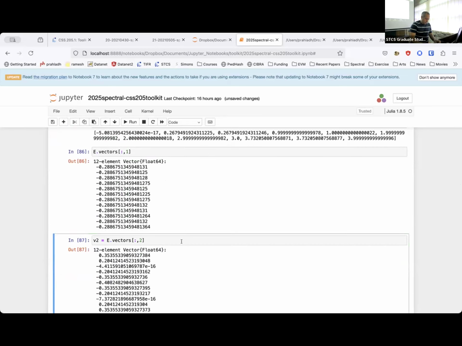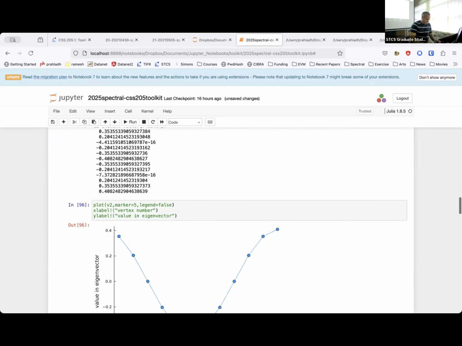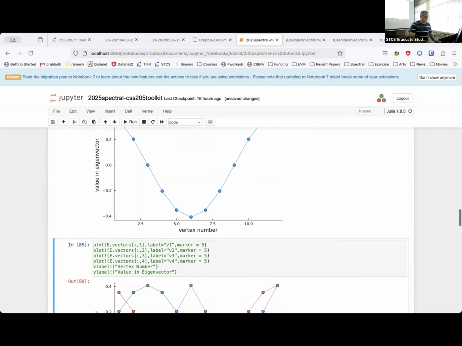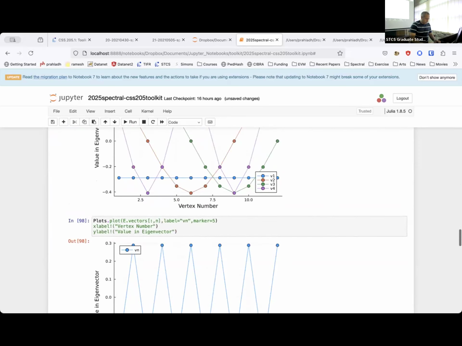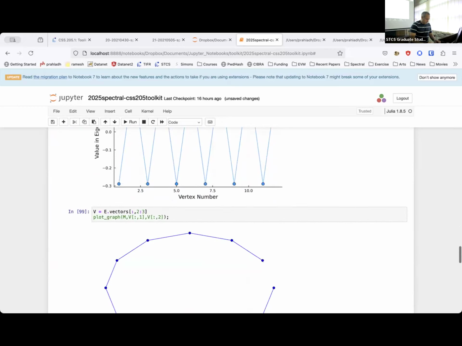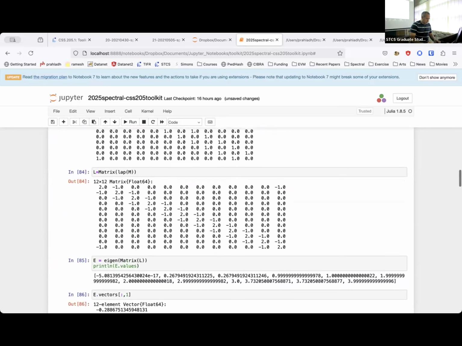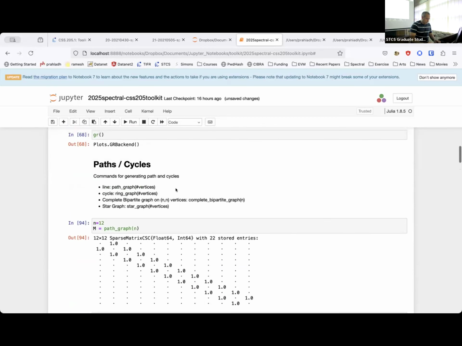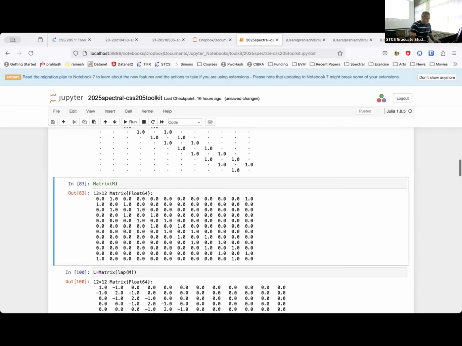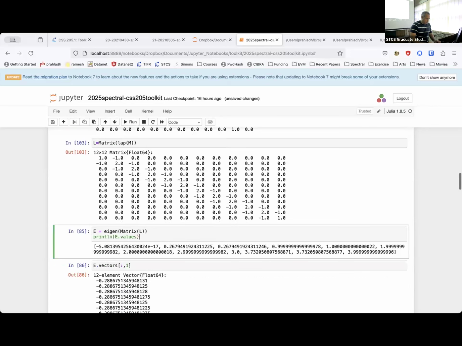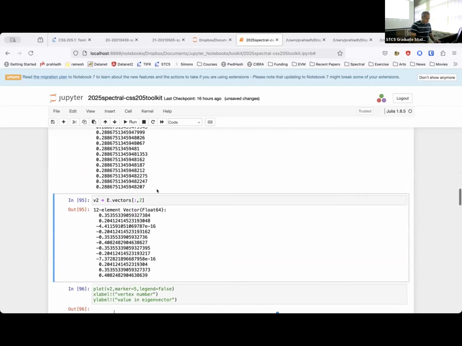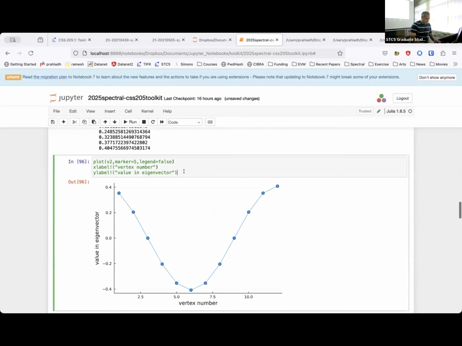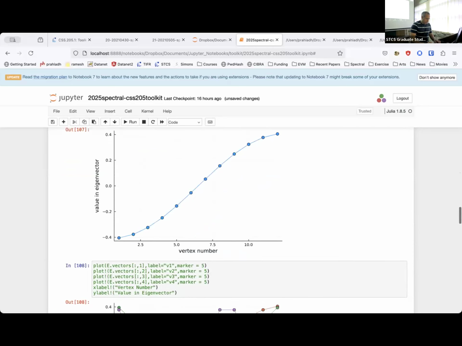We didn't see the Laplacian. By the way, these are all of the Laplacian. The Laplacian cell was not run. That's fine. It is still a path. The kernel needs to run all cells, so restart and run all. Let's do the path graph.